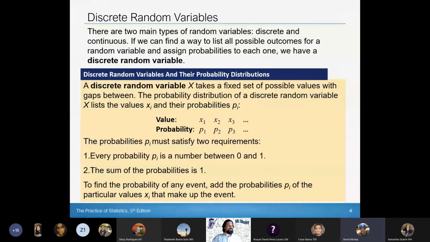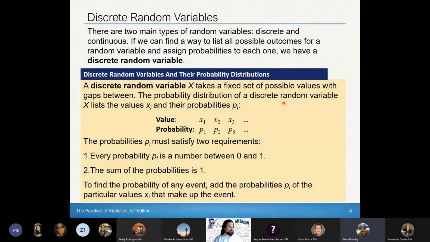So, discrete random variables. There are two main types of random variables. We can have discrete or continuous. If we can find a way to list all possible outcomes for a random variable and assign probabilities to each one, we have a discrete random variable. So that's the definition we're going to get first here. A discrete random variable X takes a fixed set of possible values with gaps between.